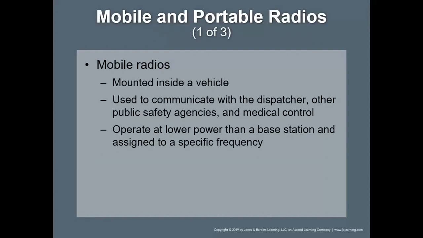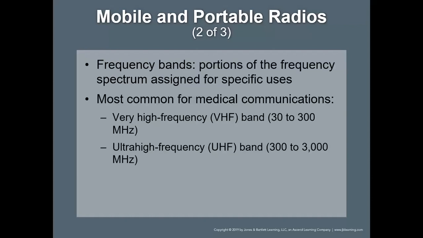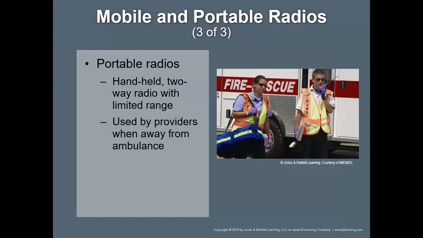Mobile and portable radios. Mobile radios are mounted inside a vehicle and used to communicate with the dispatcher, other public safety agencies, and medical control. They operate at a lower power output than the base station and are assigned a specific frequency. Frequency bands are portions of the frequency spectrum assigned for specific uses. Most common for medical communication is the VHF band, which is 30 to 300 megahertz, and ultra high frequency, 300 to 3000 megahertz. Portable radios are handheld two-way radios with limited range, used by providers when away from the unit or ambulance.